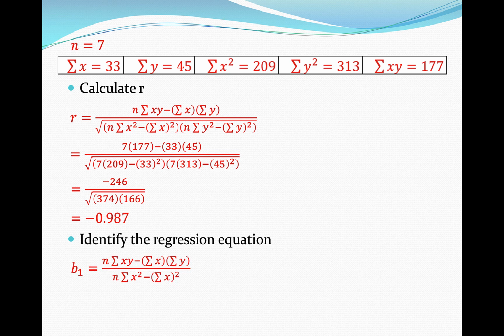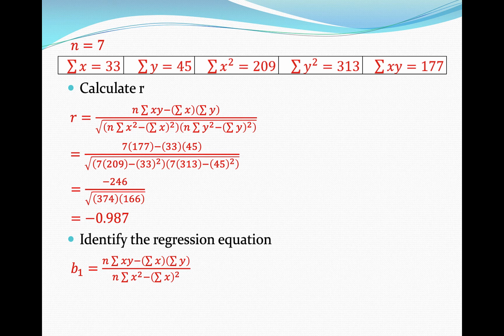That's what you want to start with in terms of your calculations. So there's something very important to notice here. If you compare the numerator of beta 1 to the numerator of R, you will see that they are exactly the same. This is actually the reason why your R value is always the same sign as beta 1. R and beta 1 will always have the same sign.